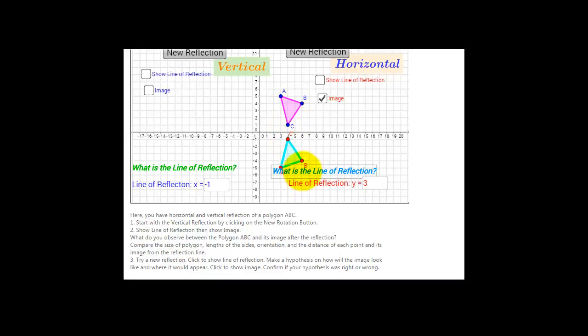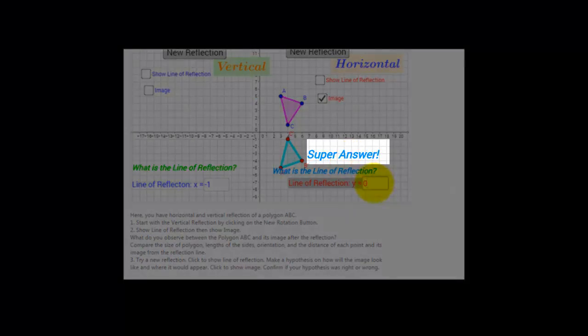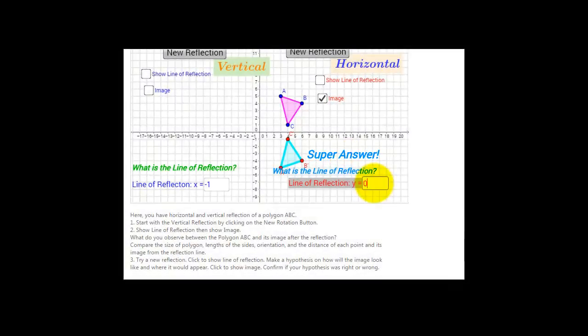At the bottom of the worksheet is an input bar which says line of reflection y equals. If the line of reflection for this polygon is y equals 0, students are going to enter 0, and 0 is the right answer because a quiz which says Super Answer appears. This will tell the students that they have entered the correct answer.